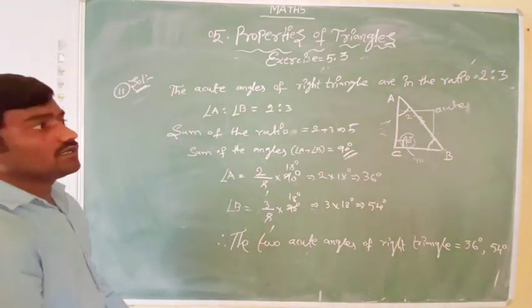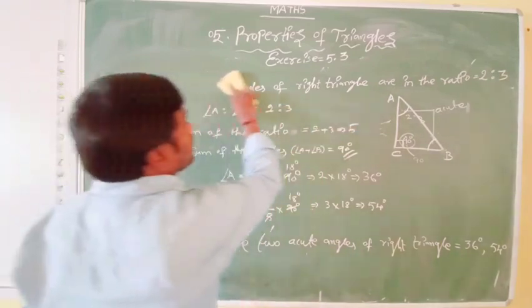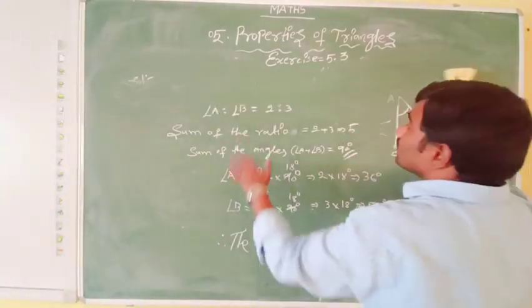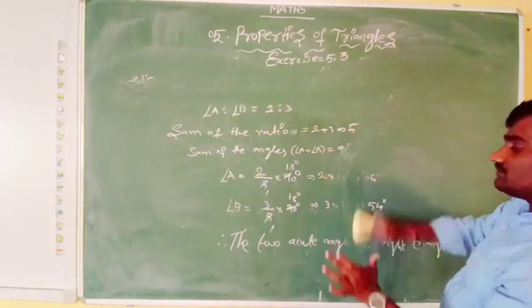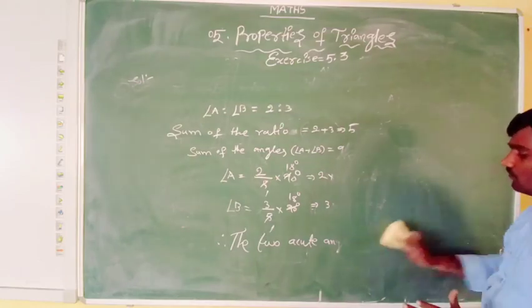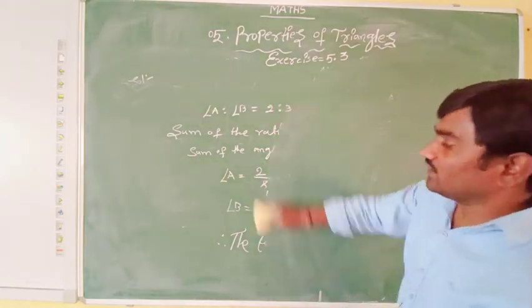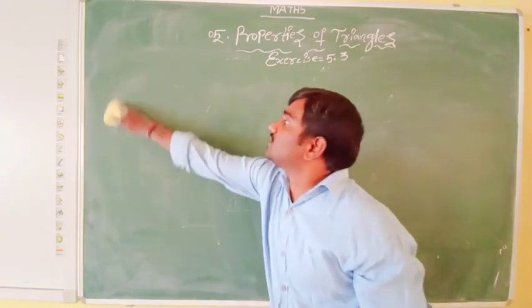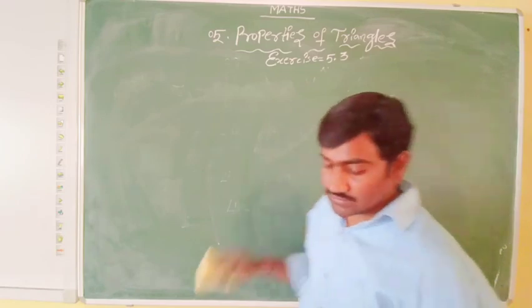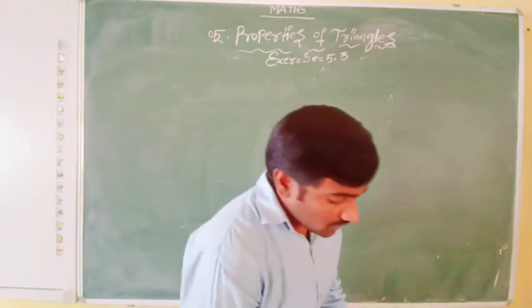Once again, look at it. So simple: angle A and angle B are in the ratio 2:3. Whenever they give the ratio, you do the sum of the ratio when you know the sum of the angles. Given ratio 2 by sum of ratio 5 into total 90 degrees. The 90 degrees are shared by these two angles, so the 90 degrees is also divided into 5 parts.